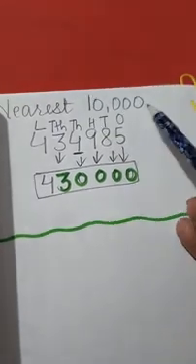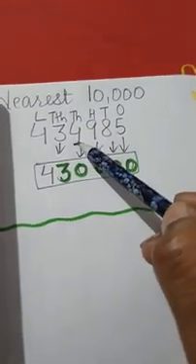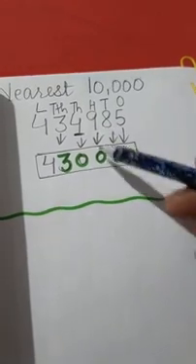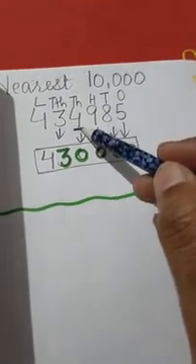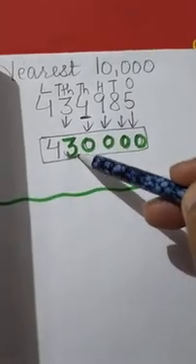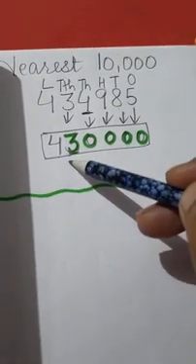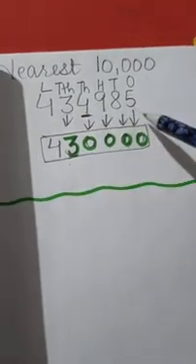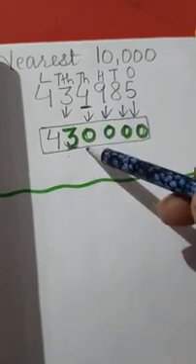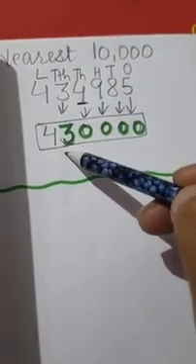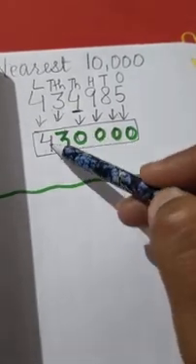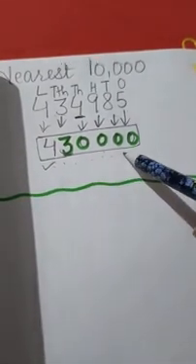And for the nearest 10,000, what will you see? For the nearest 10,000, we will observe the digit of 1000 place. 5 will become 0, 8 will become 0, 9 will become 0. 1000 place digit is less than 5, so 10,000 will remain same. Now 5 will become 0, 8 will become 0, 9 will become 0 and 4 will become 0. 3 will remain 3. Why? Because 1000 place digit is less than 5. So 4 will be written as it is, 4,30,000.